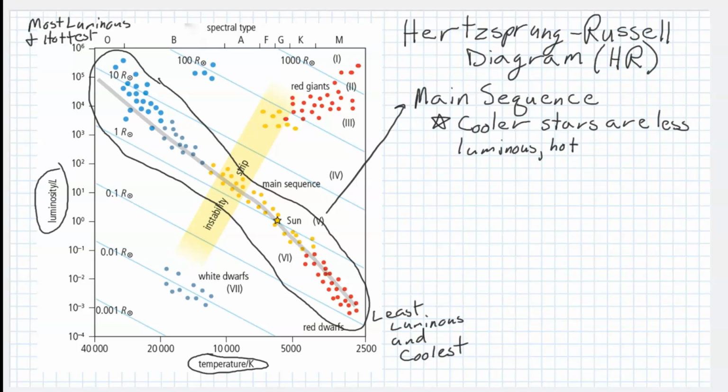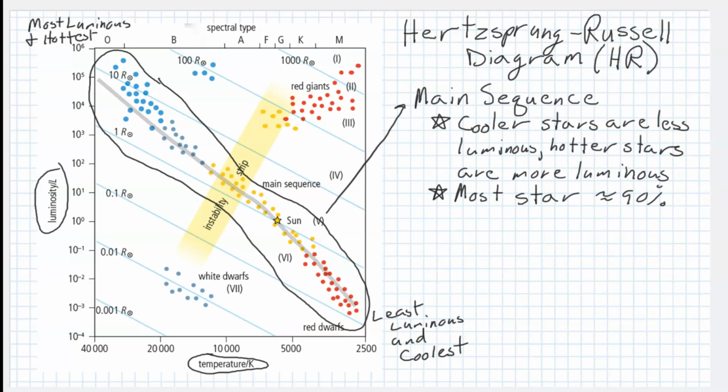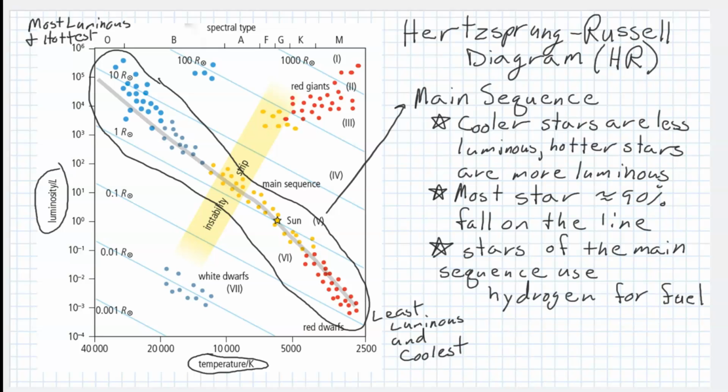Stars in the main sequence follow the trend that cooler stars are less luminous and hotter stars are more luminous. Most stars are main sequence stars, and main sequence stars make up about 90% of the stars we can see. Stars of the main sequence use hydrogen for fuel, and if a star is on the main sequence, its mass and luminosity have a very specific relationship.